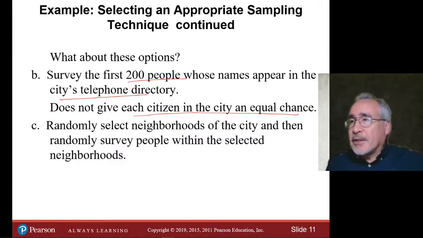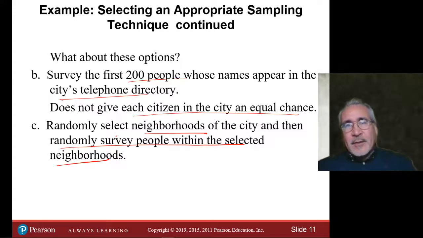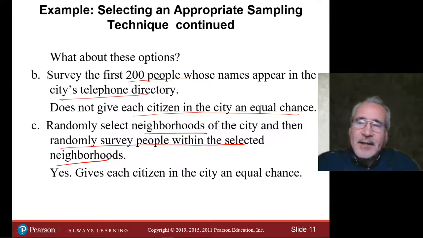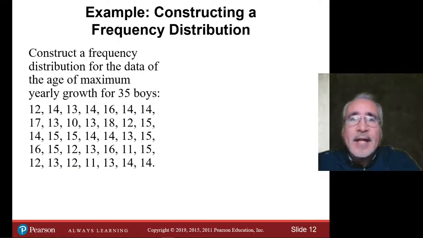Randomly select neighborhoods of the city and then randomly survey people within the selected neighborhoods. Okay, so this will scatter it around if you do it truly randomly. If you go into a full statistics course, this would be called a cluster sample. You don't need to know all that, but the fact is that everybody has an opportunity, right? Here it is. Yeah, it gives each citizen of the city an equal chance. That's random sampling. Okay. So now we're going to get into some descriptive statistics and organizing.